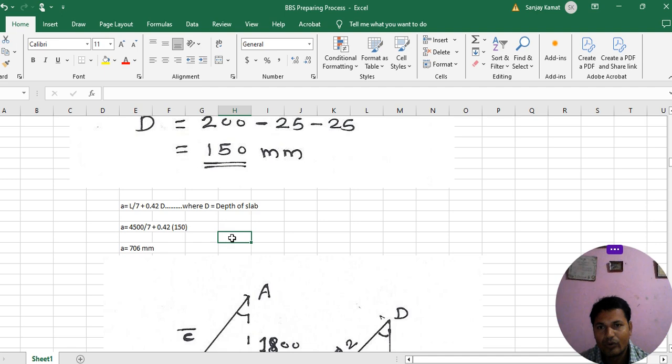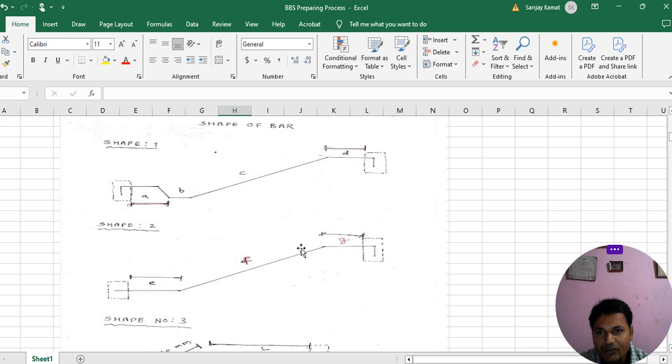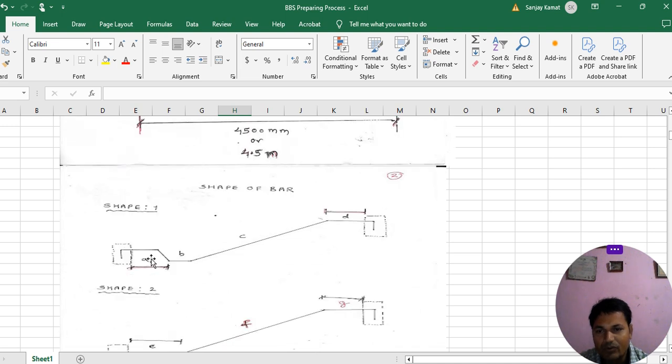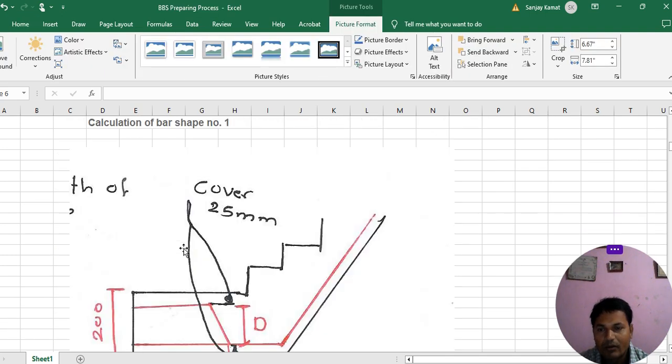Now we are going to calculate the a. What we assume here, we assume this as a. So now this part we are going to calculate from this figure.